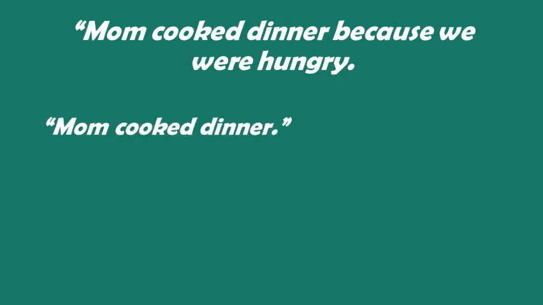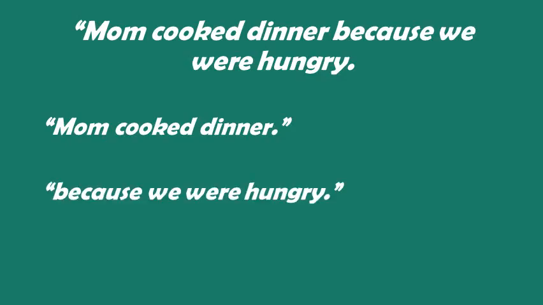Here we have one independent clause, Mom cooked dinner, so this can stand alone as a complete sentence. We also have a subordinate or dependent clause, because we were hungry. So this group of words has a subordinate conjunction, because, which is at the beginning of it. Because that subordinate conjunction is there, it doesn't make sense to say this as a sentence on its own. But when we attach it to Mom cooked dinner, now we're explaining why Mom cooked dinner.